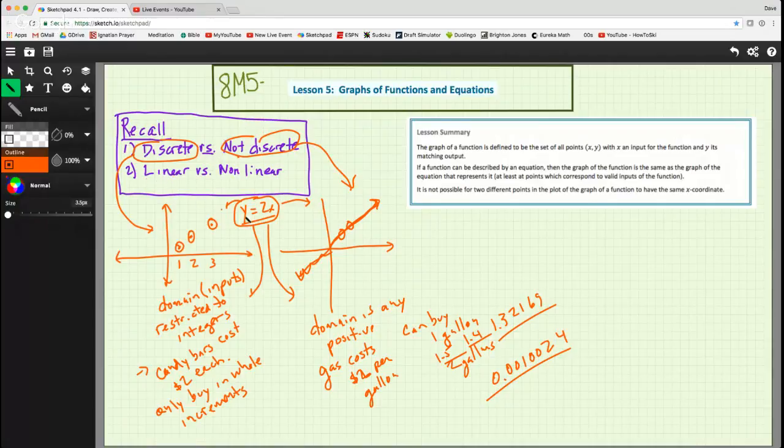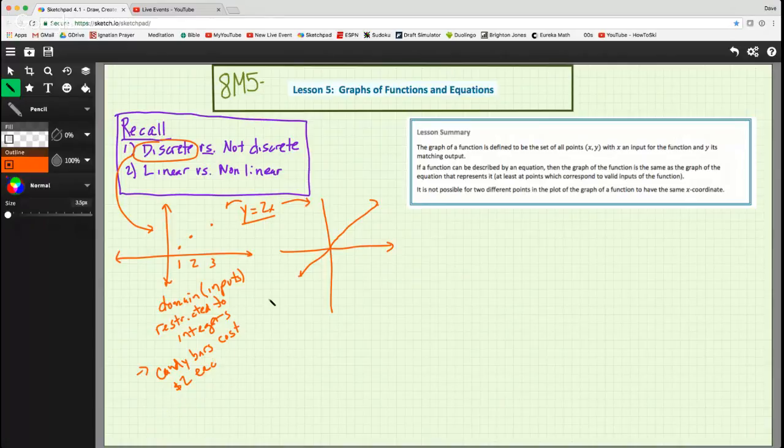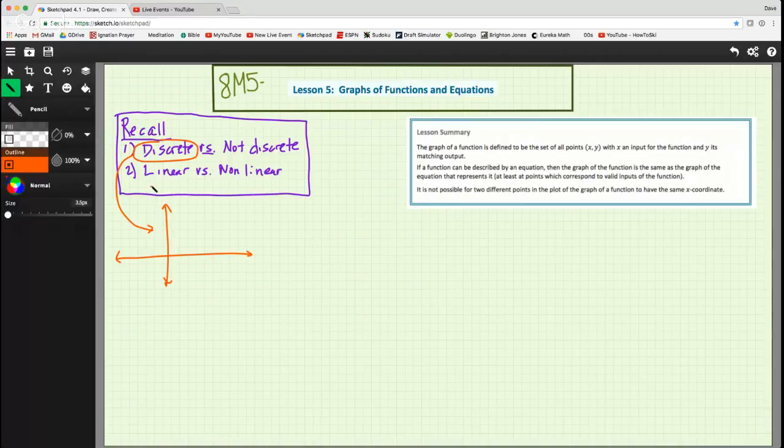Now linear, so let's just undo all this. Linear versus not linear is a different question. Linear was all about 8.4. We spent so much of 8.4 talking about linear equations and how to solve them and how to graph them that I don't know that I need to really get into that. But a nonlinear, well, we'll just draw a quick one. Linear equations can be identified by a line or graphed as a line.